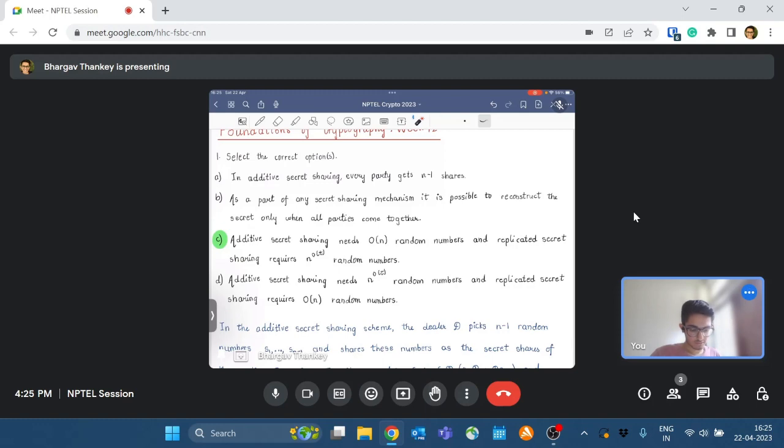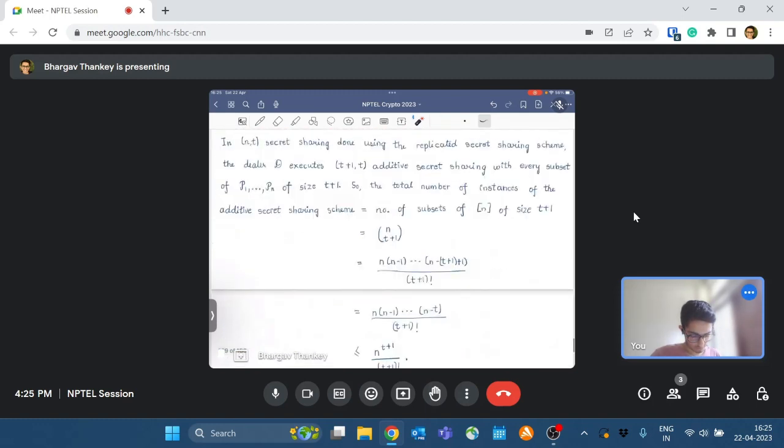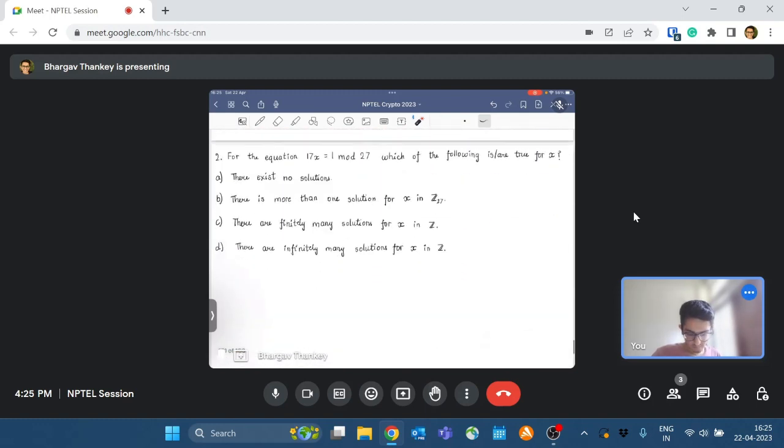Okay, so if this is fine, then let's move on to the next problem. The next problem is for the equation 17x is equal to 1 mod 27, which of the following is or are true for x?